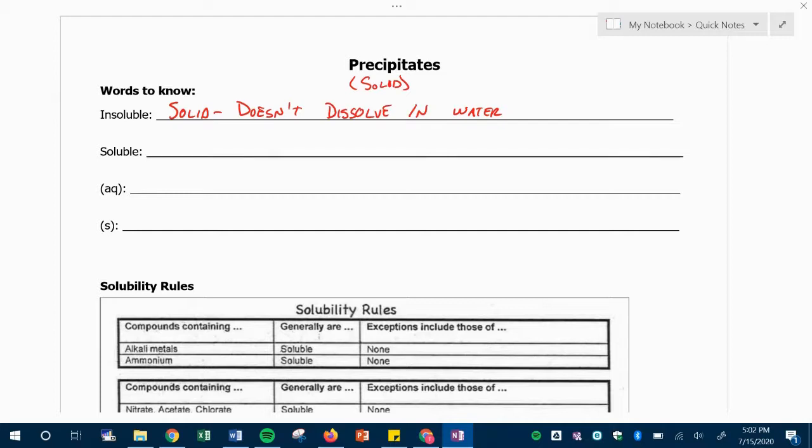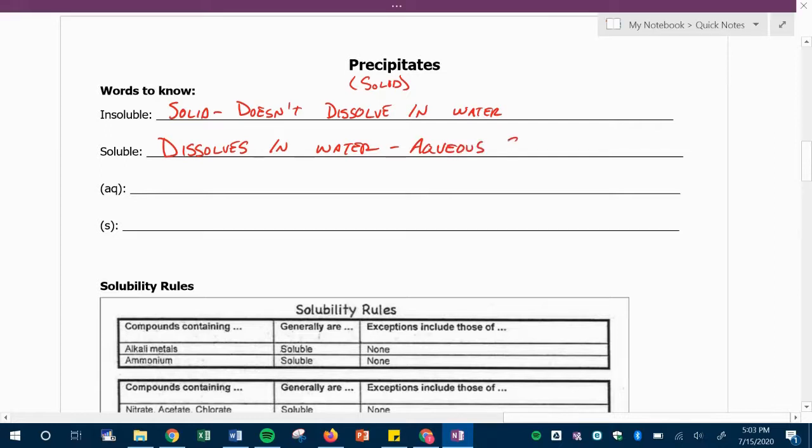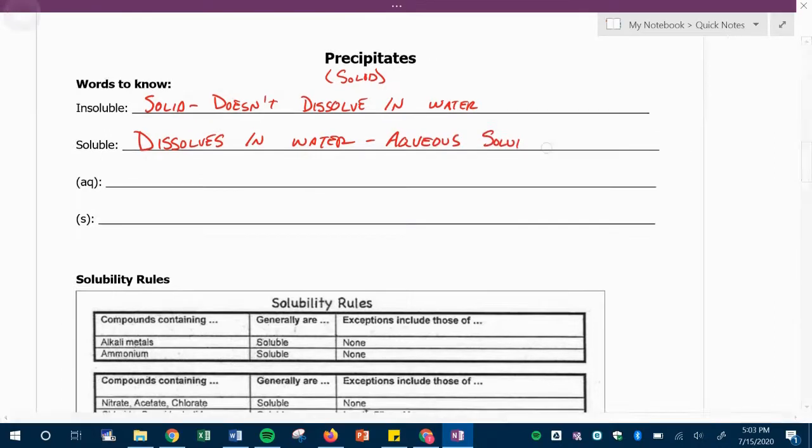Now, if insoluble is our solid, that means soluble is our aqueous solution. So soluble means it dissolves in water. And I kind of said it already, but that means this is the thing that's aqueous, or it's an aqueous solution.